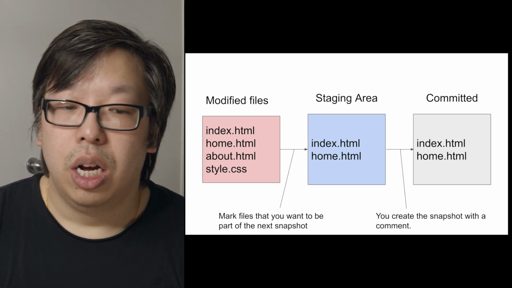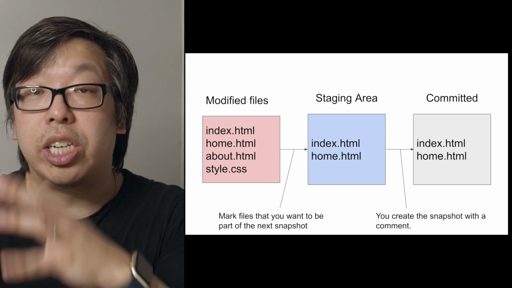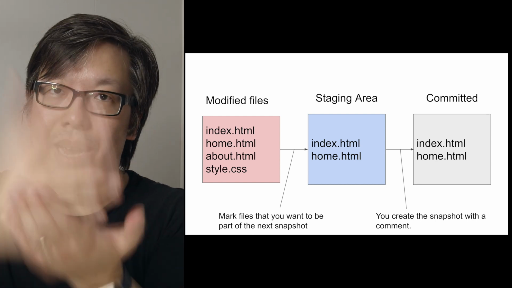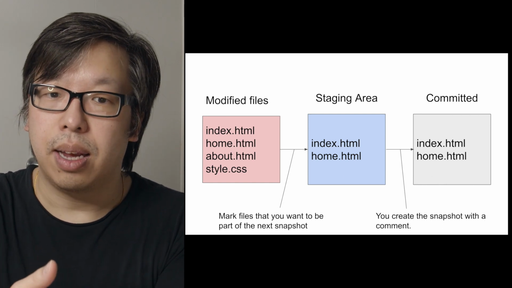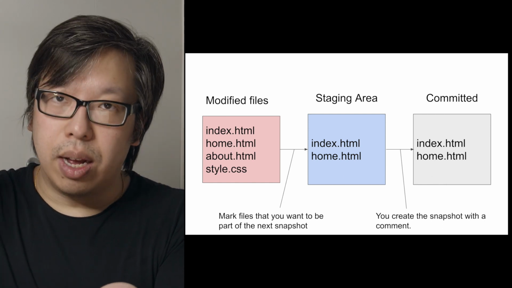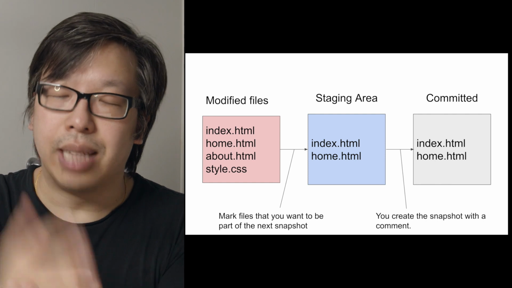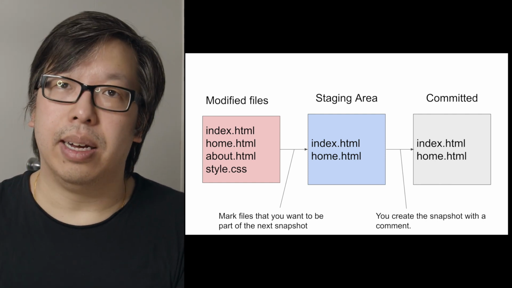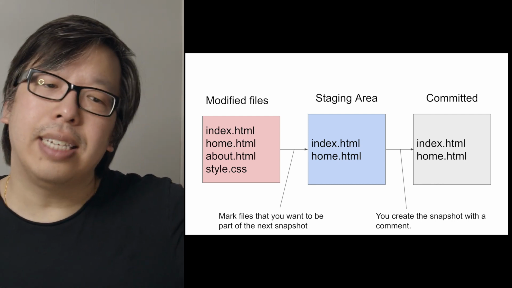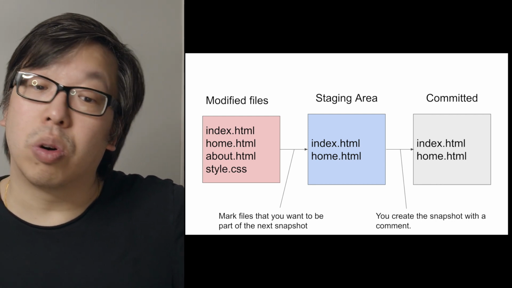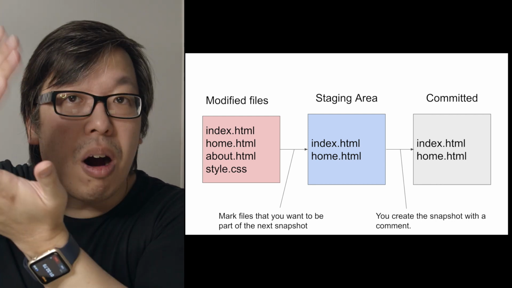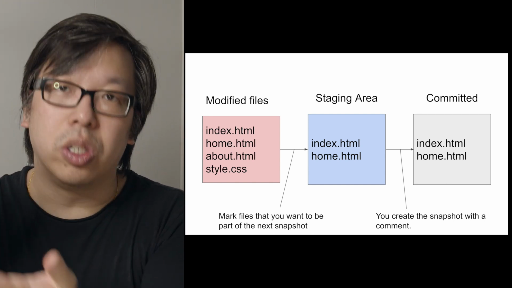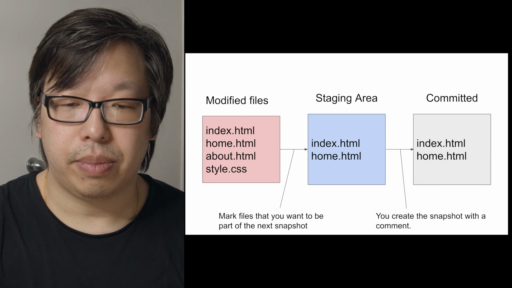So what we do is we move them to the staging area. And then once they're in the staging area, we create a commit. We create a snapshot. When you do a commit, or create a snapshot, you are committing everything that's in the staging area. In this case, about and style.css were not in the staging area, so they won't be part of that snapshot. But index and home are in the staging area, so they'll be part of that snapshot.